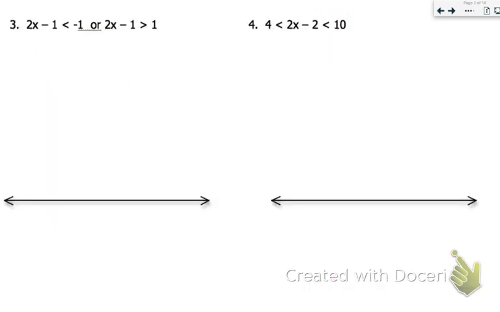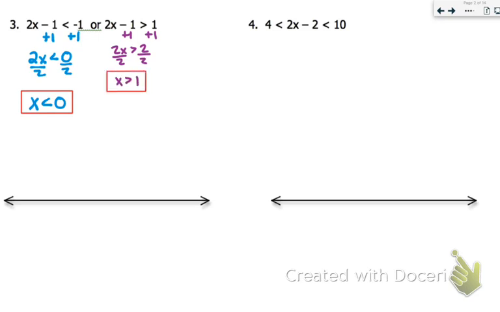Alright, let's start with our third example. We solve our first inequality by adding 1 to both sides. And then, again, don't just say no solution because we can do 0 divided by 2. We get x is less than 0. Our next inequality, add 1 to both sides, and then divide both sides by 2.